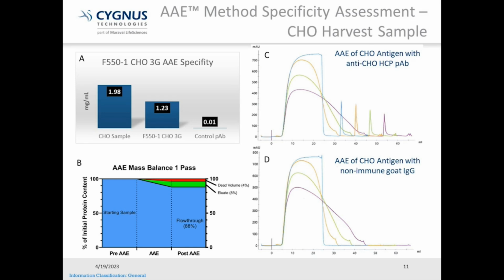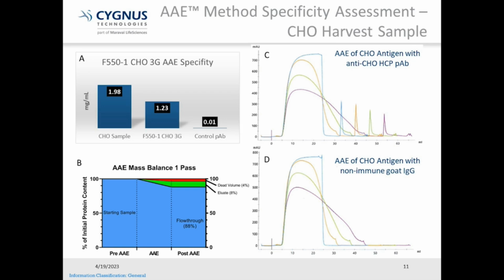Here I present the specificity assessment of the AAE method using a CHO harvest sample. In panel A in the upper left, a CHO harvest sample was run over the F550-1 CHO 3G AAE column. 62% of the CHO sample was bound and then eluted from the specific CHO 3G antibodies. For the non-immune goat IgG control, a negligible amount of the protein was bound.